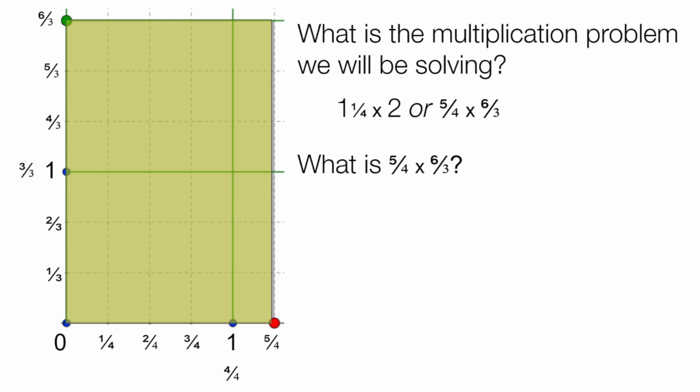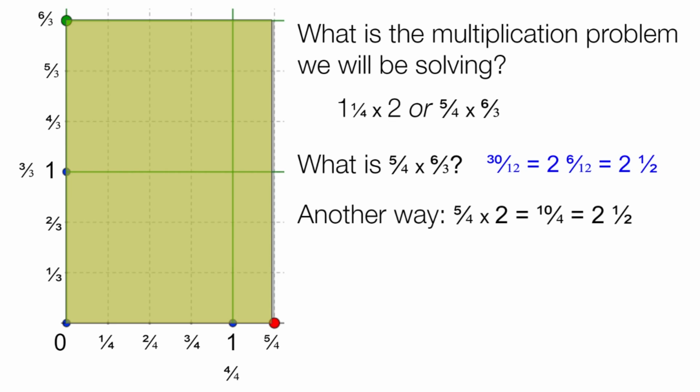We already went over 5/4 by 6/3. It's 30/12. And if you chose to rename it, you could rename 30/12 into 2 wholes and 6/12, which you can simplify, because 6/12 is equivalent to a half. So you could say that 2 and 1/2 is also correct. So let's look at some other possibilities here.